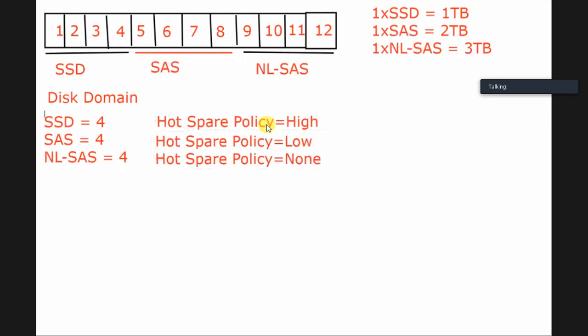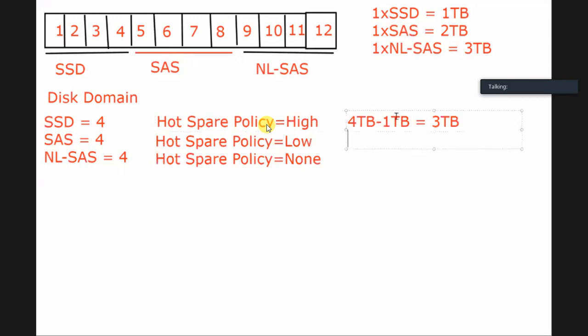But the same type of disk is governed by only one hot spare policy, because they need to distribute the hot spare among all 4 disks themselves. So this is what happens over here. Let's say that before you subtract the hot spare, the size is 4 terabyte. Then you select hot spare policy high, maybe it's minus 1 terabyte. So you will be left with 3 terabyte. The 1 terabyte you cannot use because it's already reserved.